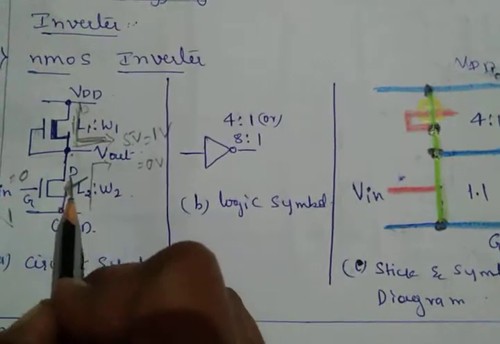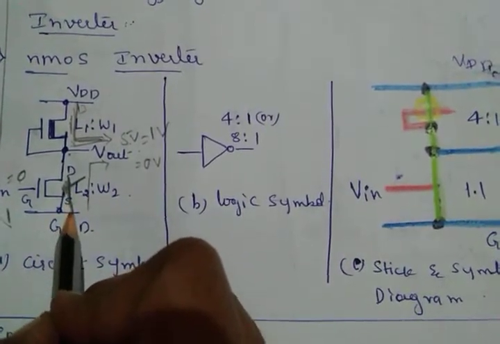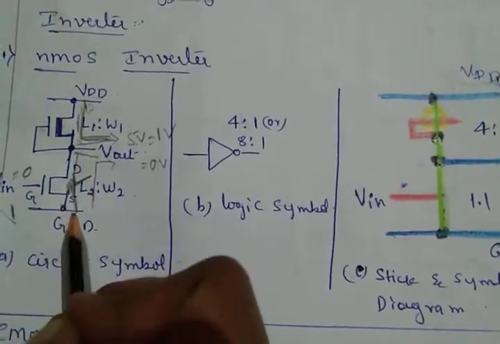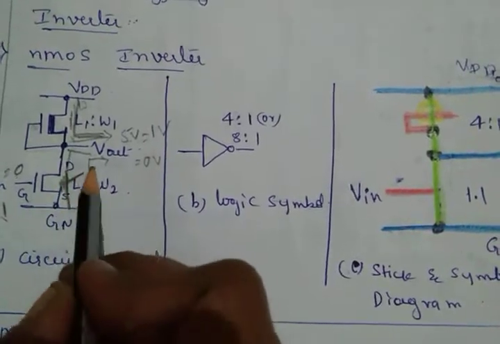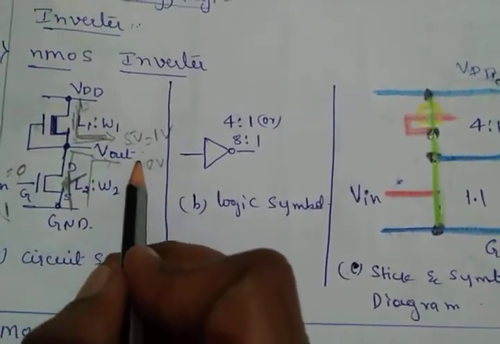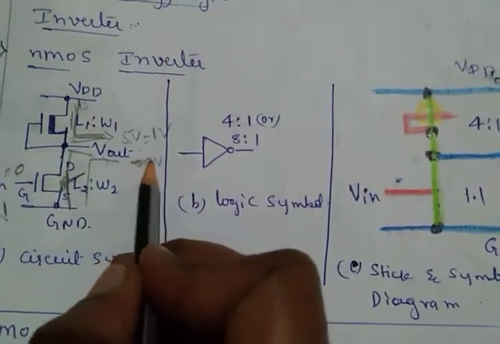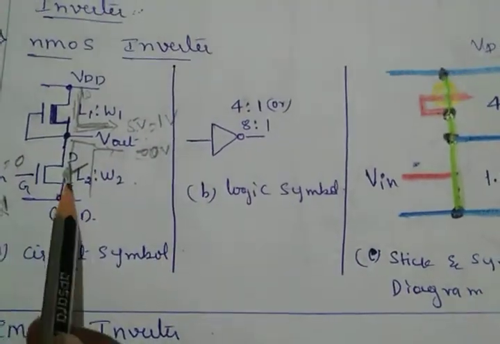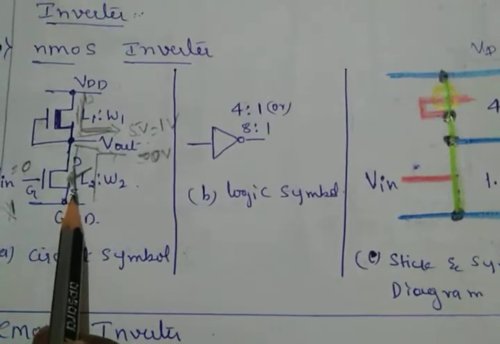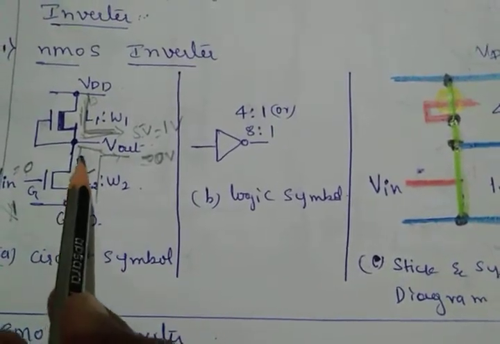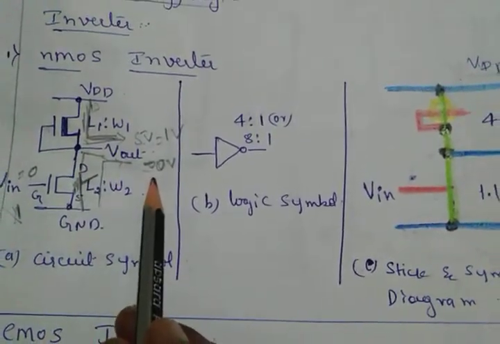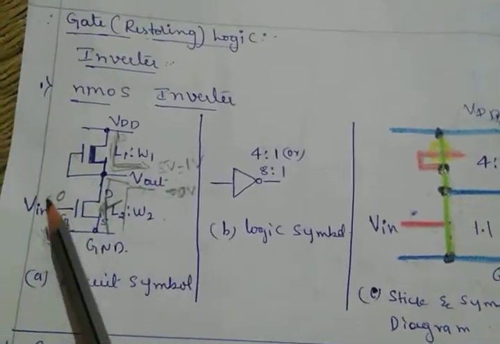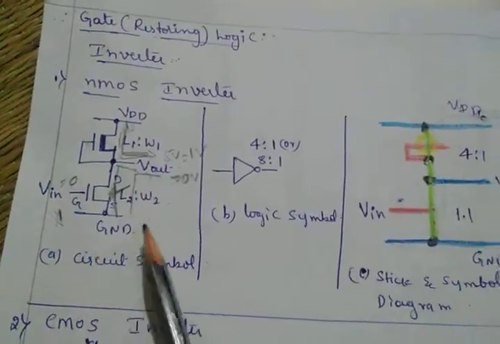Okay, and this closed switch is connected to the ground. Ground means 0 volts, so you will get 0 volts. If you give 1, this will be closed. nMOS acts as a closed switch, and then you will get 0 volts. Okay, so this is the working of the nMOS inverter circuit.